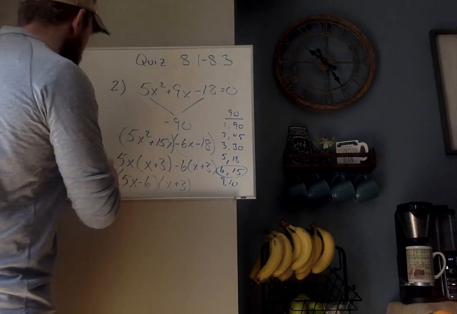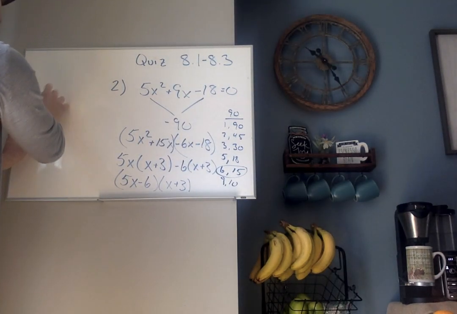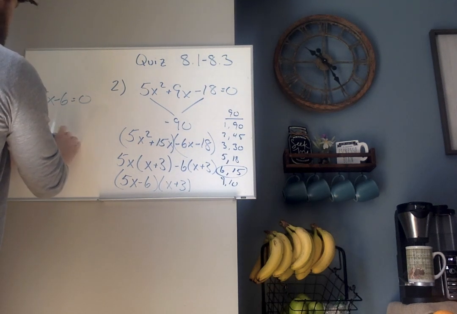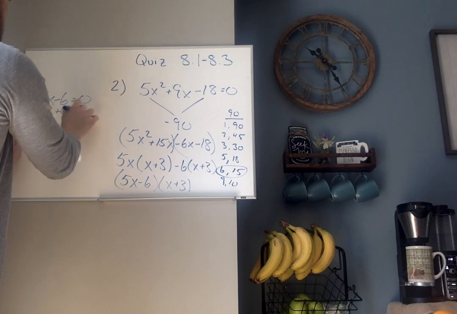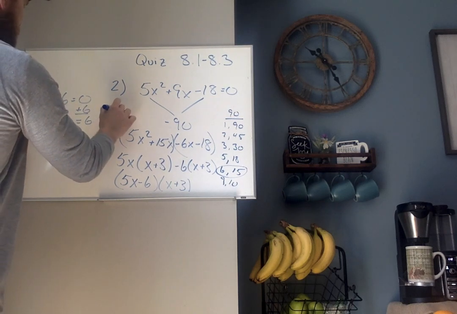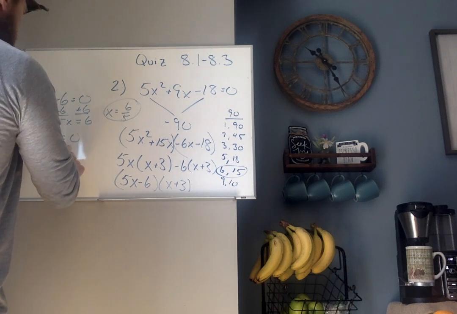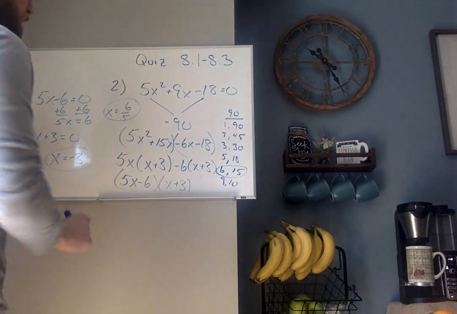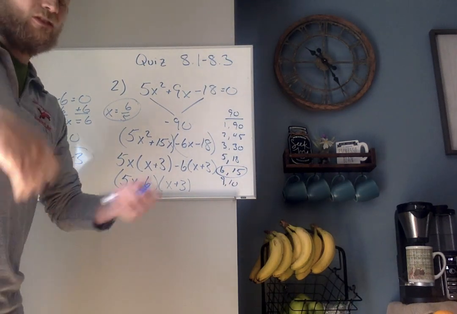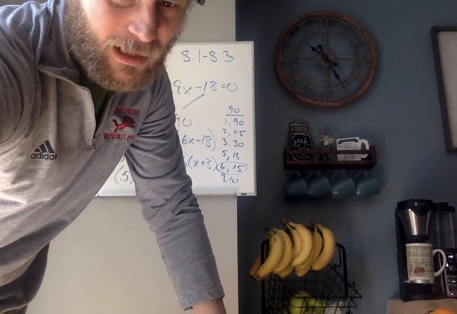Now remember, it equals 0. So I'm going to write 5x minus 6 equals 0, and x plus 3 equals 0. I'm going to add 6, which gives me 5x equals 6, so x equals 6/5. And here, that's easy to see, it's just x equals negative 3. I got my 2 answers, and I can go from there. With this, you could also type it into your calculator, hit graph, and then find it through the table.